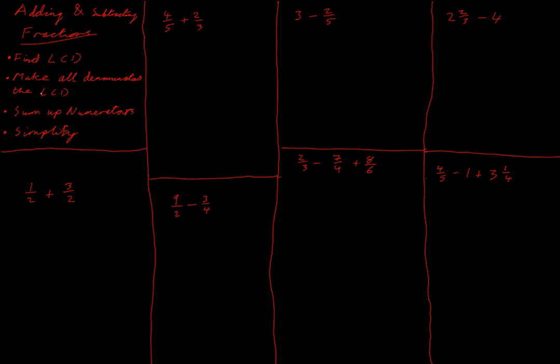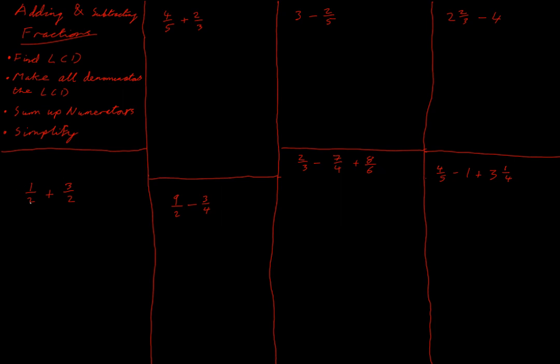Then we're going to change all of our fractions so that they have the lowest common denominator, so that all of their denominators are the same and that they're the lowest common denominator. Then we are going to be able to add up the numerators, and then if we can, we're going to simplify. And that's our steps, and that will always be our steps anytime we see adding or subtracting fractions. So let's get into it.